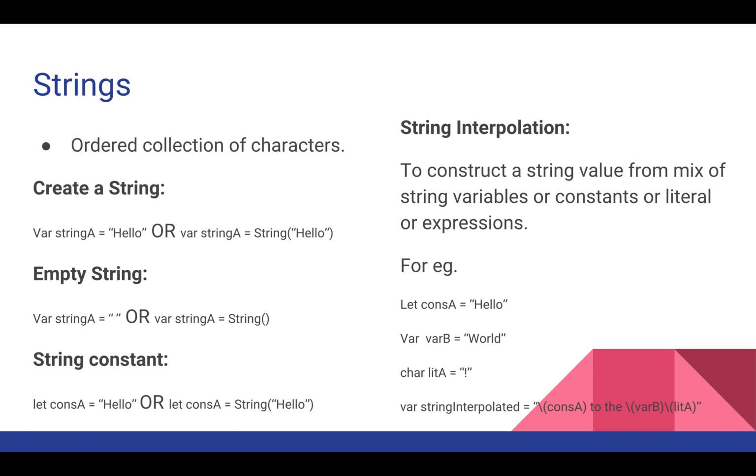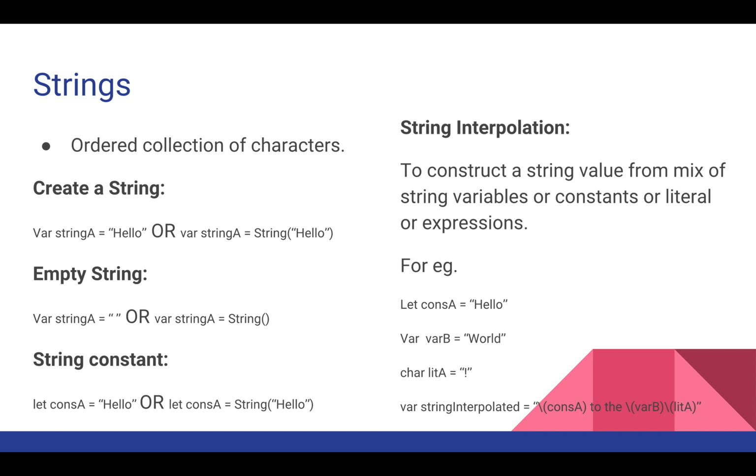Strings. A string is an ordered collection of characters and is represented by the string data type in Swift. You can use strings to insert constants, variables, literals, etc. into longer strings by using string interpolation. You can create a string either by using a string literal or by creating an instance of a string class.